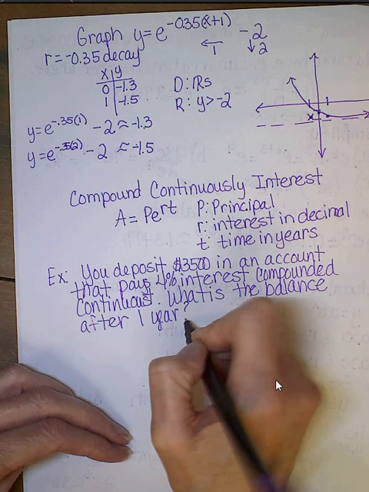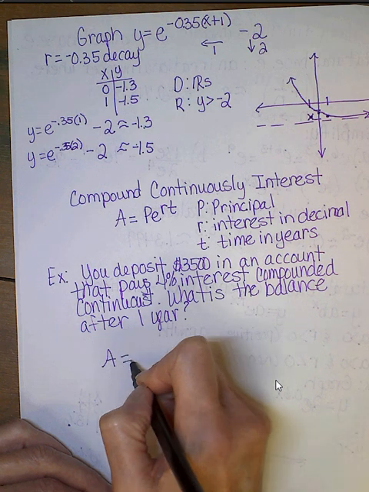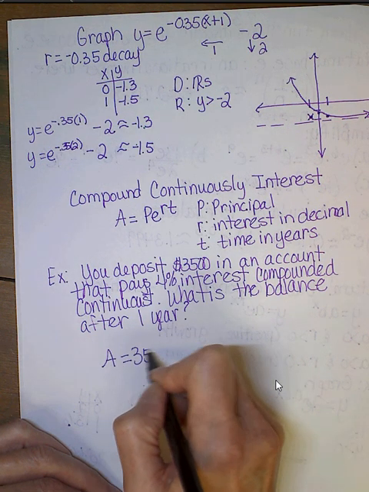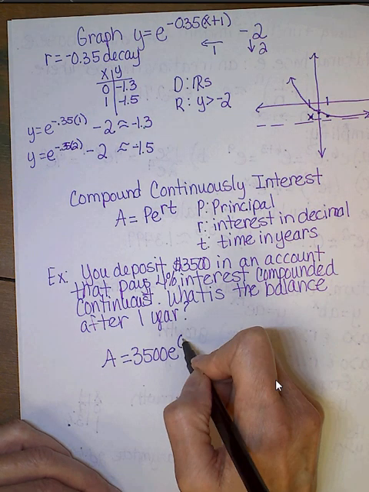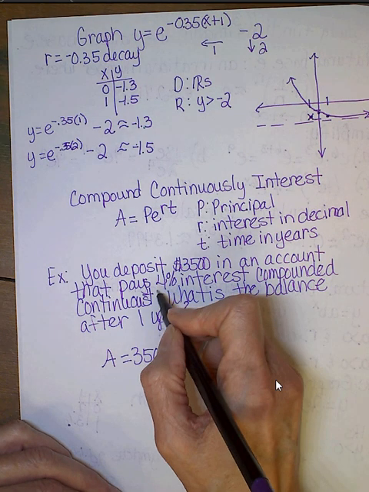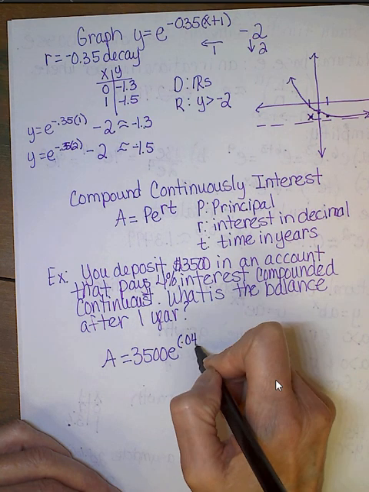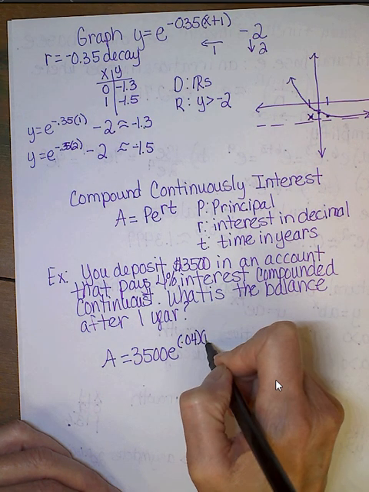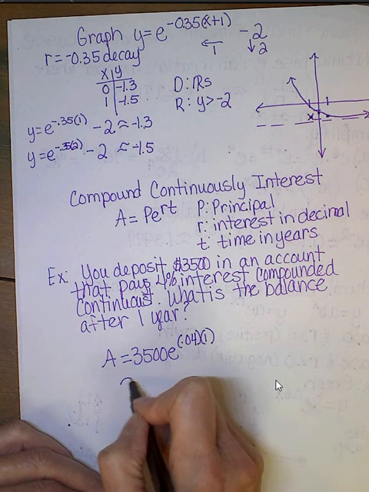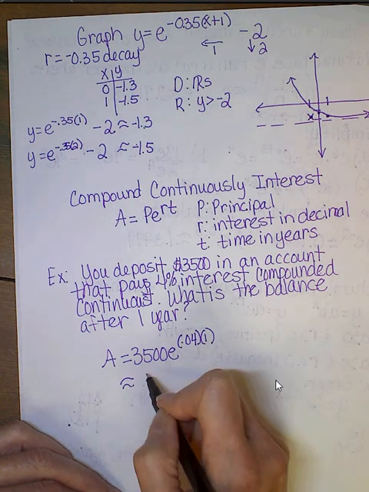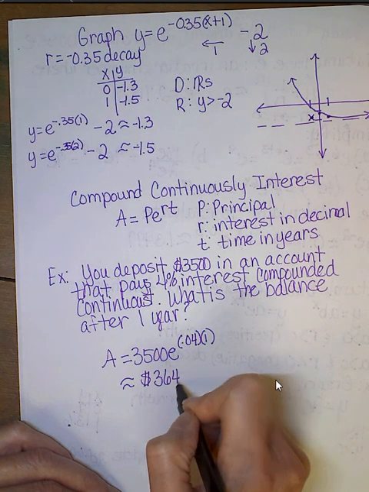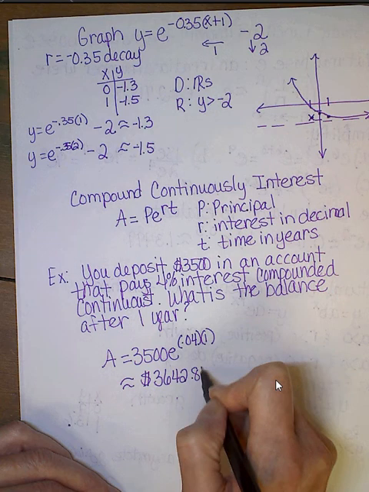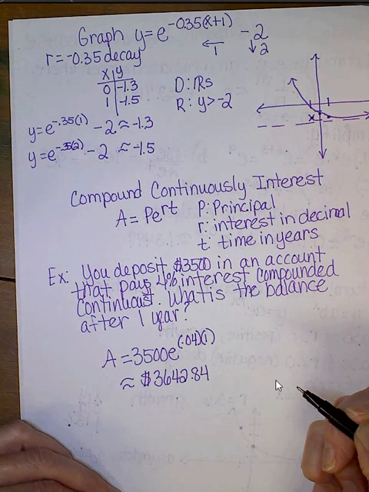So we're just going to plug everything into our formula. Our P was 3,500, and then we'll have e raised to the, make sure to move the decimal place over twice, 0.04 times 1. You just enter that in the calculator, and you should get approximately $3,642.84. Alright, that's the end of session 7.3.